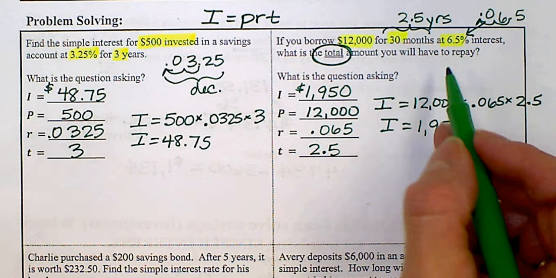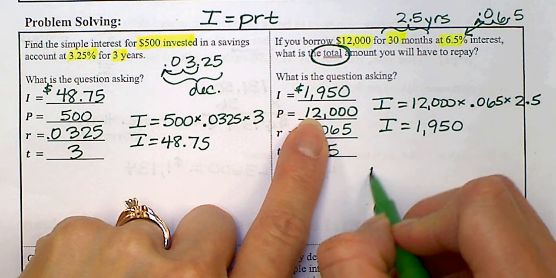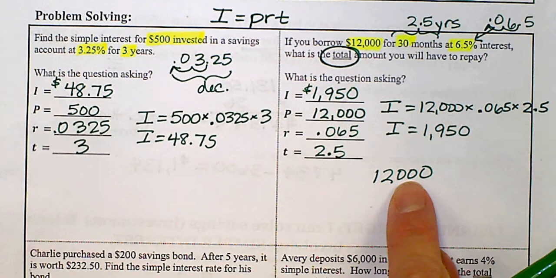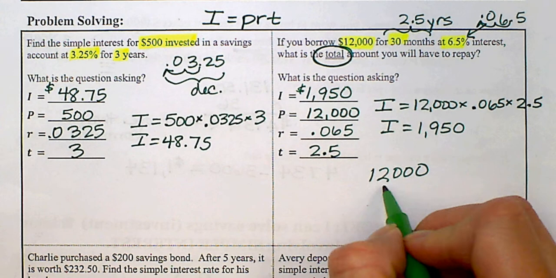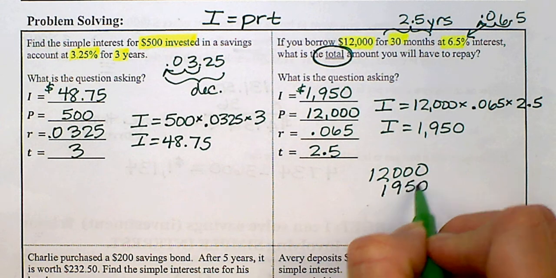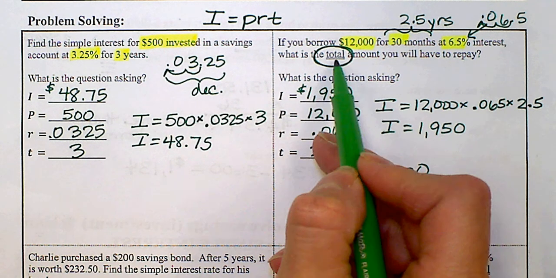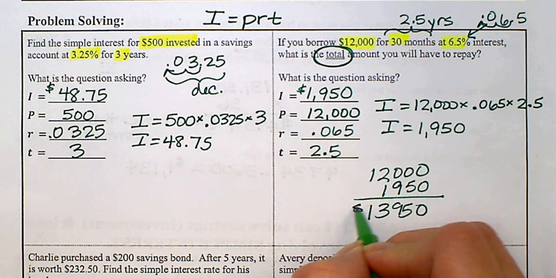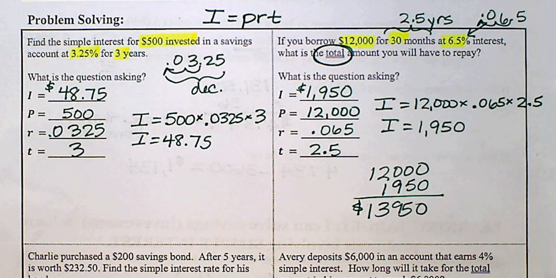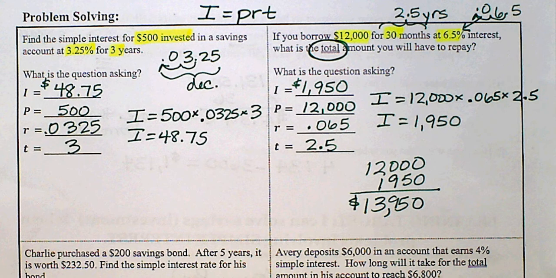Now, what you have to do, you borrowed $12,000, so you have to pay them back $12,000, plus you have to pay them some interest. So the total amount you'll have to repay is $13,950.